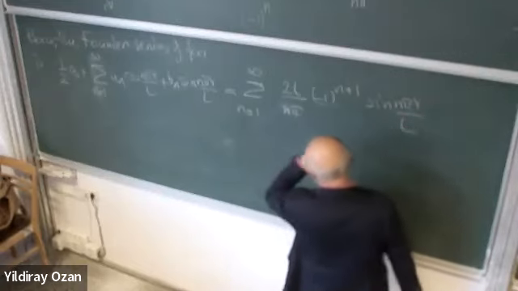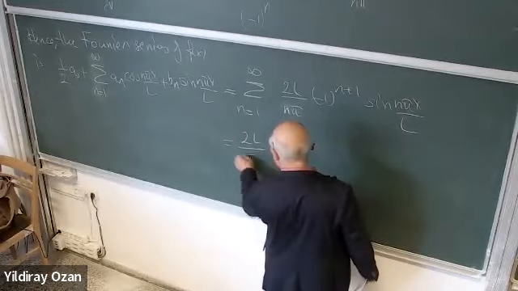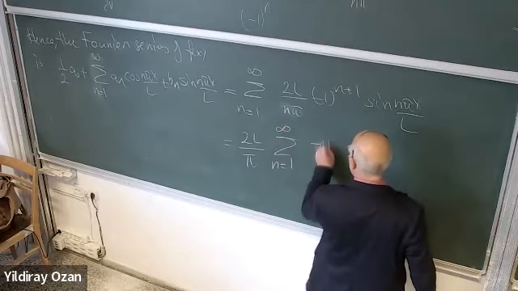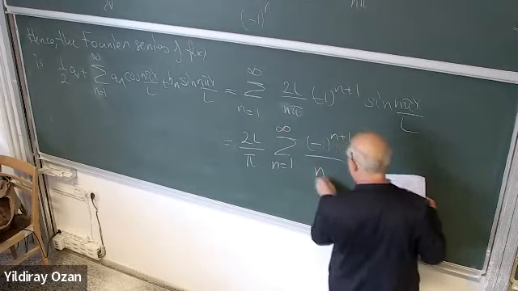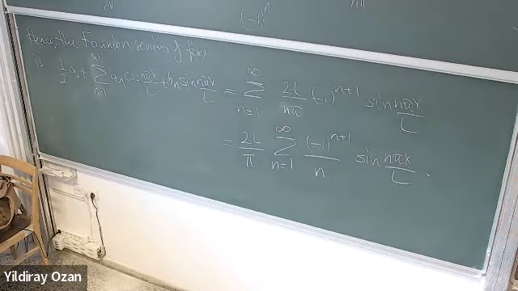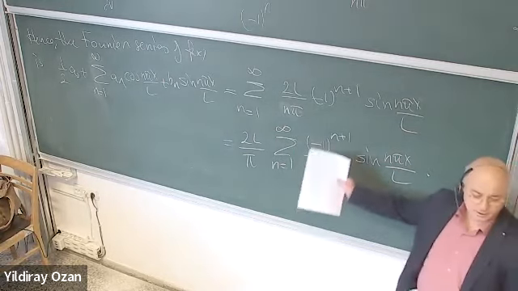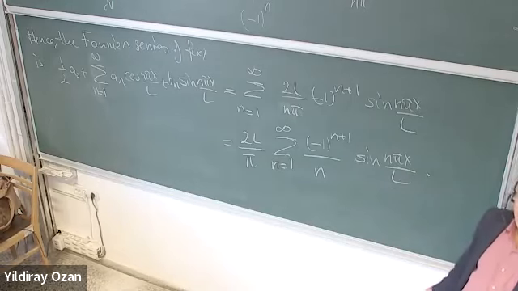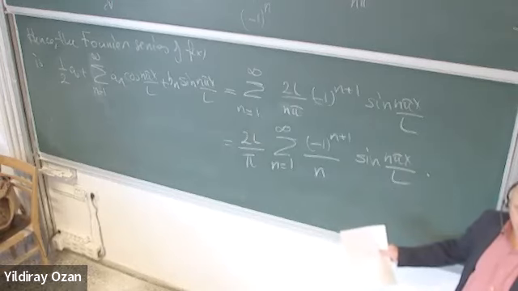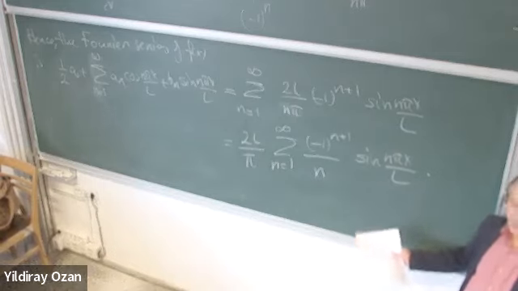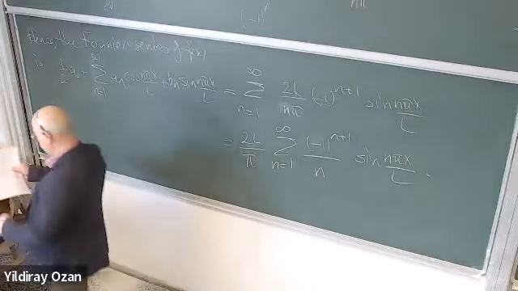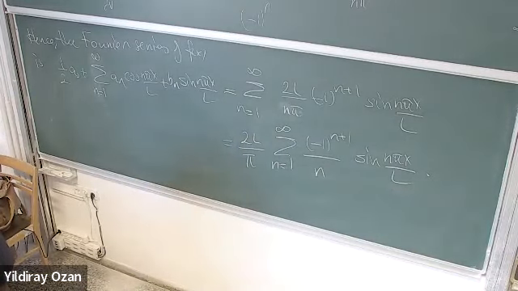Yani şöyle yazabiliriz. 2L over pi'yi dışarı alalım. So n from 1 to infinity, minus 1 to the power n plus 1 divided by n, sine n pi x over L. So our function has a sine series, değil mi? Of course, if you have an odd function, it will have a sine series because cosine terms will vanish. And if you have an even function, this time sine terms will vanish. So you will have a cosine series. Okay.